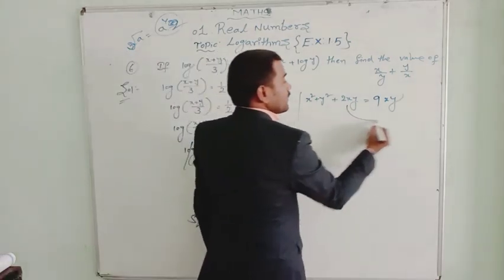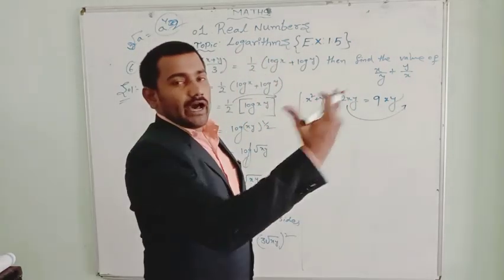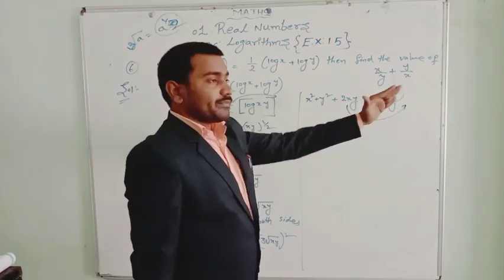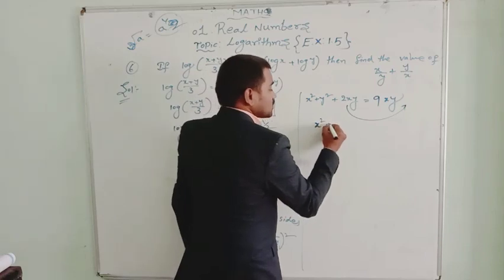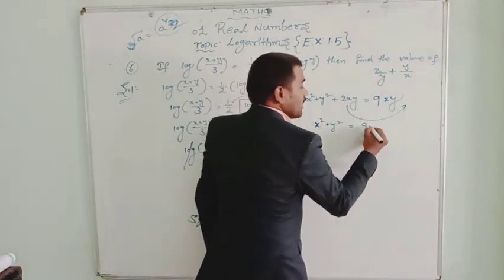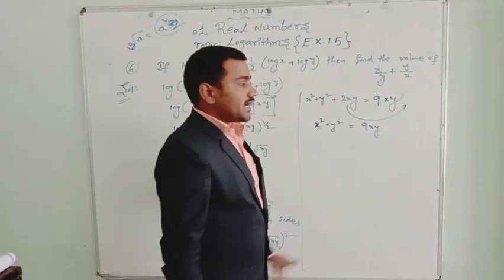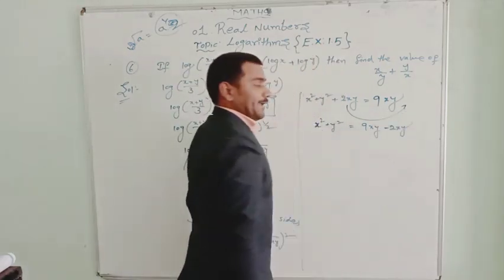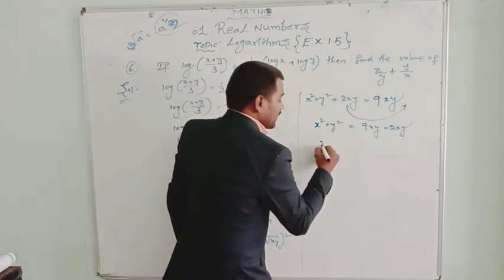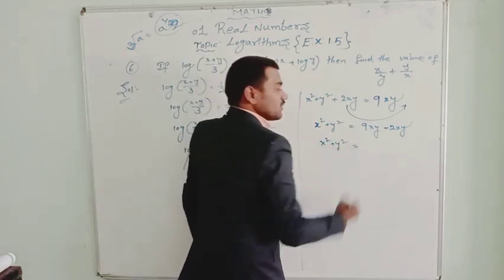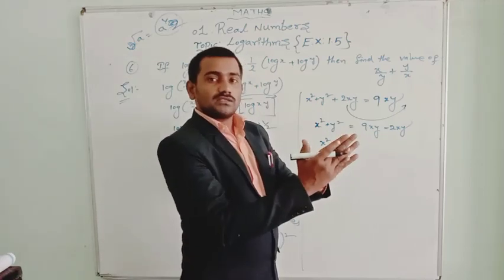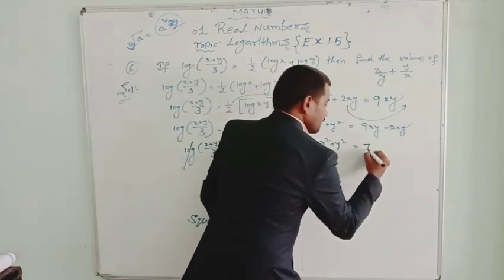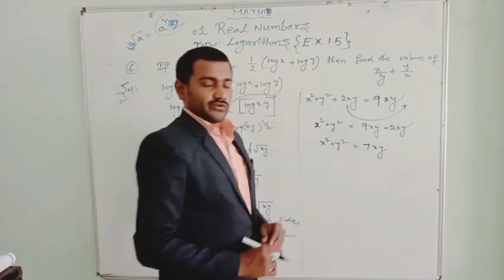Okay, let us bring this 2xy to the RHS side. When you transport 2xy to the RHS side, the plus becomes minus. So we now get x square plus y square equal to, already we have 9xy at the RHS side, and this plus 2xy becomes minus 2xy. We can now write x square plus y square equal to 9xy minus 2xy. From the 9xy, you subtract the 2xy, we get 7xy left.